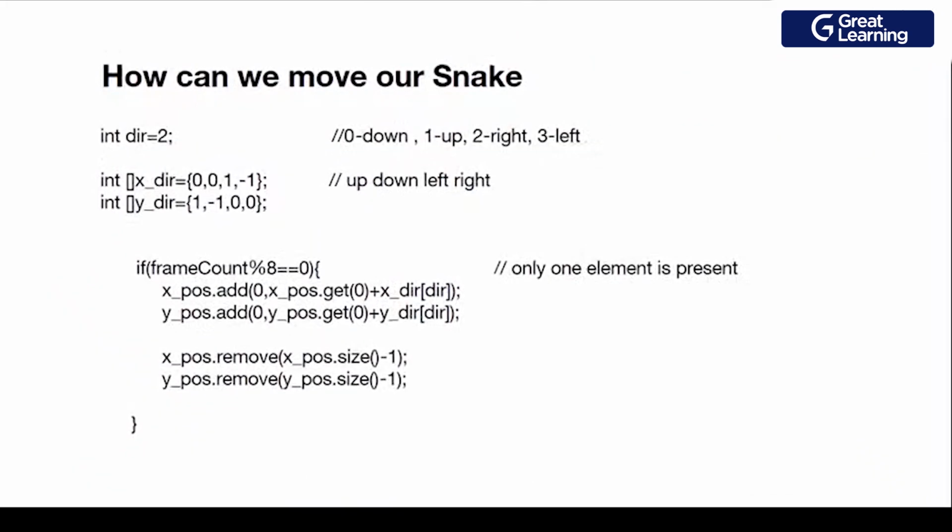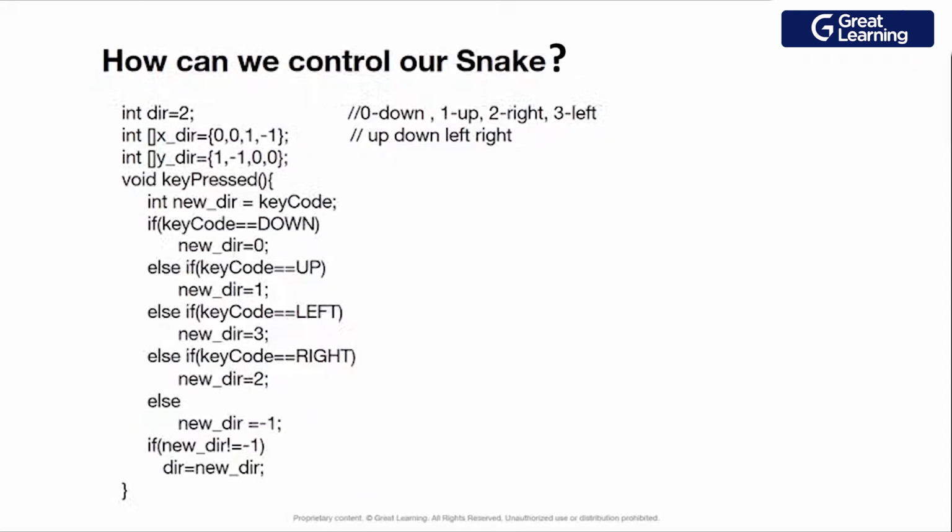Now we made him move, right? Now, what is the next step? How can we control him? The controlling is very important. We want to make him go up, then down, then right, then left, right? So we use the keyPressed function here, okay? What will this do? Whenever we press the arrow keys, this function will be called, okay?